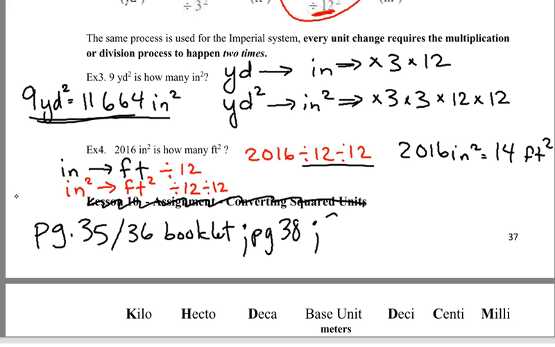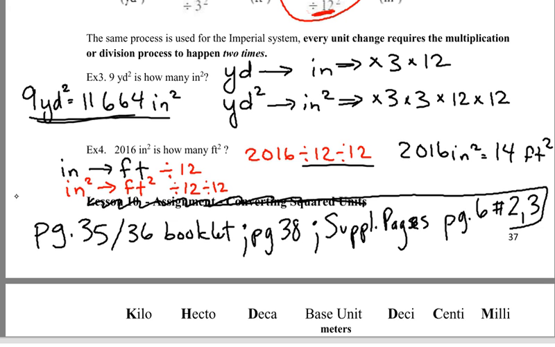And lastly, the supplemental pages booklet that you have for this unit. In the supplemental pages, take a look on page 6, questions 2 and 3. That should be done as well. So there's your assignment. Area calculations, not too difficult. Get the practice done. And have fun.